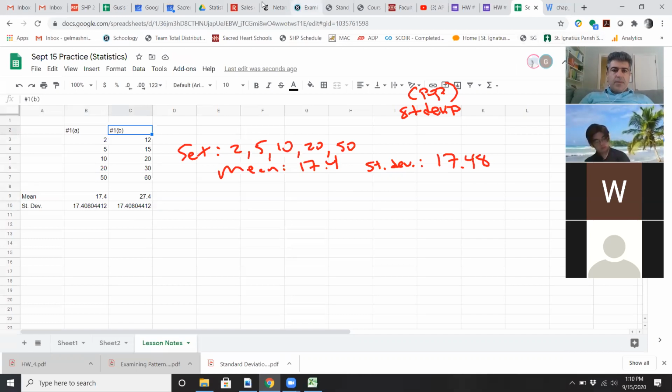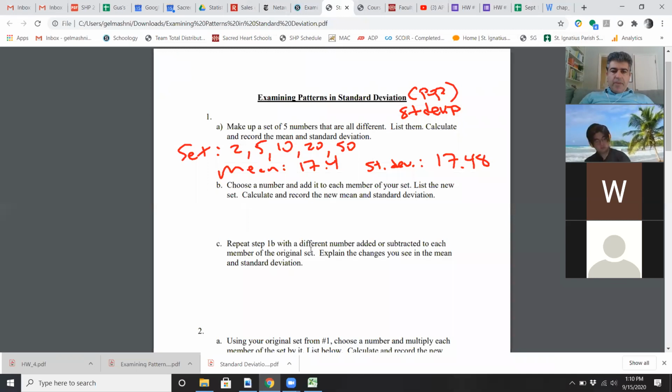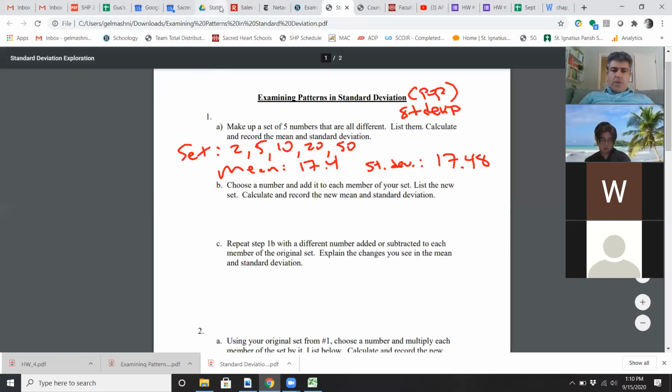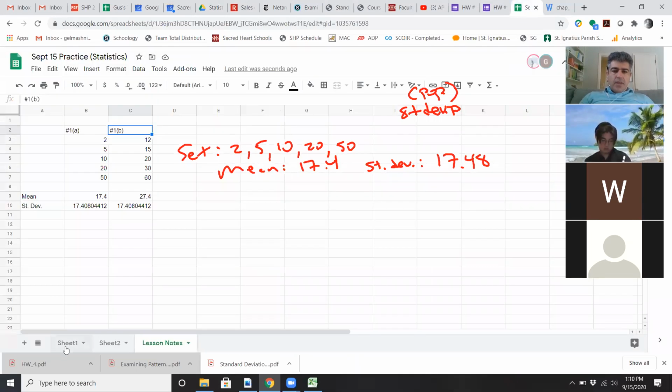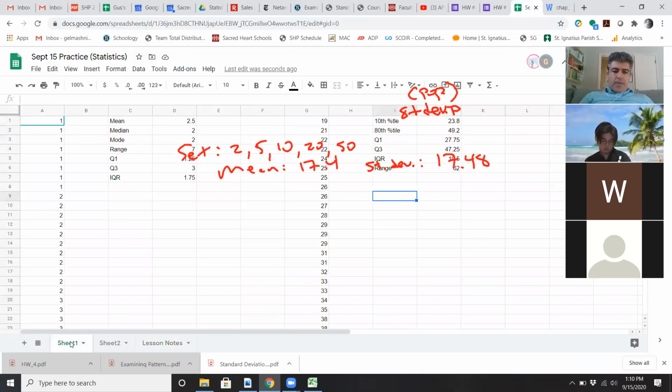hold on. Repeat step one with a different number added or subtracted to each member. So let's try a different one. Let's actually subtract something. So we'll go back again. And by the way, I should probably, it was homework review.